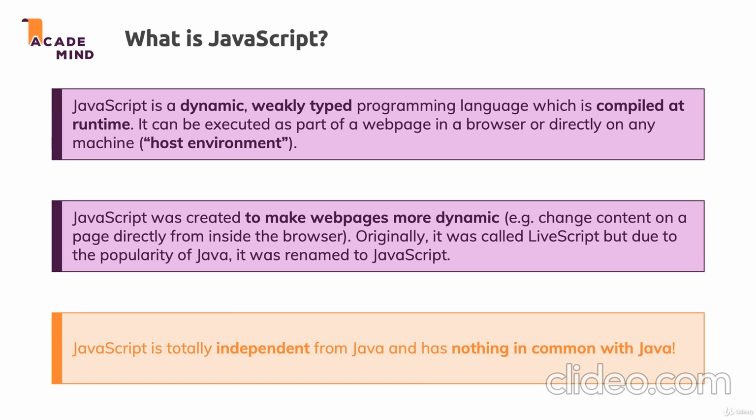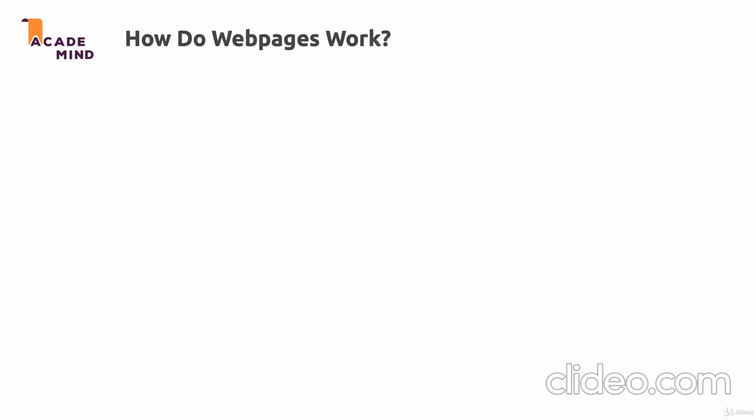It really was just named JavaScript because, well, Java was popular and the people who invented JavaScript wanted JavaScript to be a thing, I guess. But I'm not sure. Are these definitions really clear? Do you now know what JavaScript is? Does dynamic, weakly typed, compiled at runtime make web pages more dynamic? Does this tell you something? Well, let's take a step back maybe. How do web pages work?